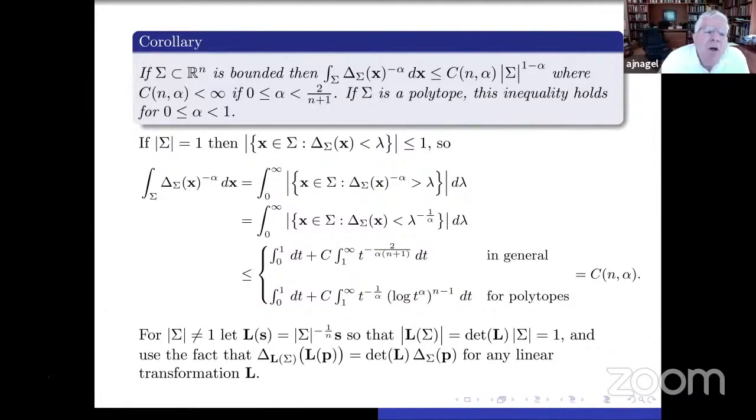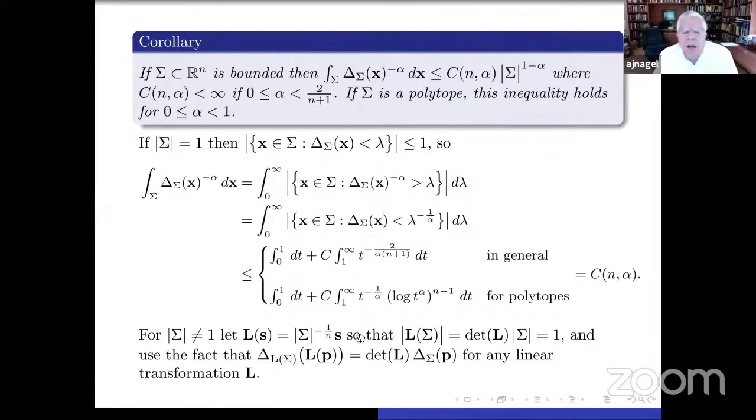How does the proof go? Well, let's consider the case when the volume of sigma is 1. Then the measure of the sublevel set is always bounded by 1. And so if we want to compute the integral of delta to the minus alpha, we write it in terms of the integral of the sublevel sets, which I've done in the next 2 lines. And now I break this integral up from 0 to 1 and 1 to infinity. The integral from 0 to 1 is just bounded by 1. And we now want to know when these integrals are bounded. In general, what we need is the convergence of these integrals, which gives us the various ranges of alpha that we talked about.